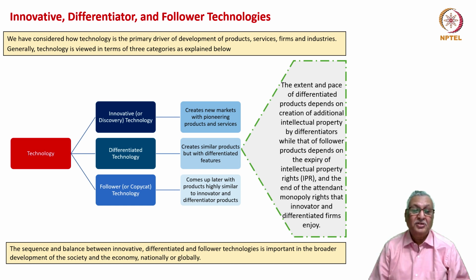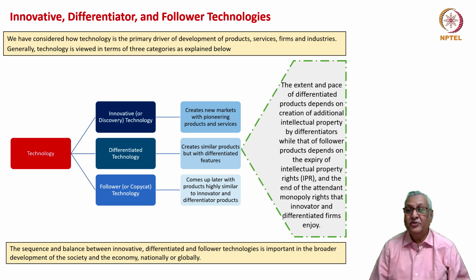Quite often, innovators and differentiators start their journey of discovery at the same time. The innovators tend to be arriving at the goalpost faster than the differentiators. Follower or copycat technologists are those who come up later with products highly similar to innovator and differentiator products, mostly after the patents have expired. Here we are not talking about people who reverse engineer during the patent regime. We are talking about followers who do the technological development in a legally compliant manner.